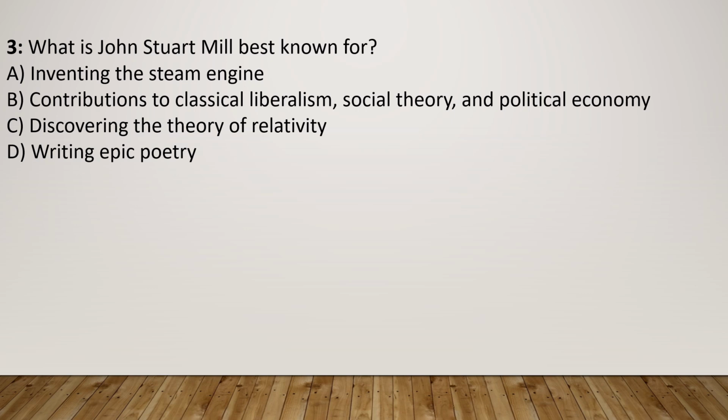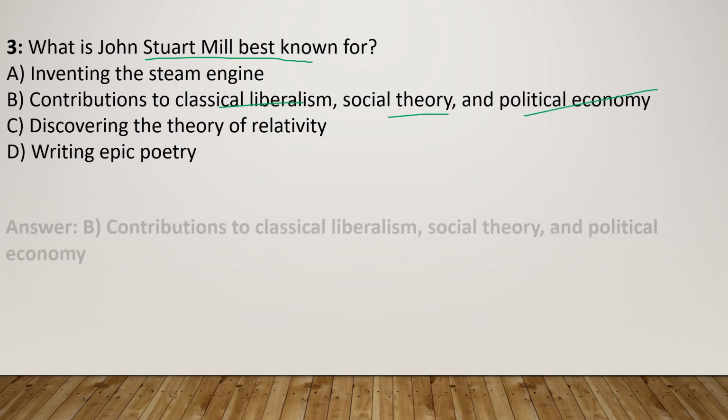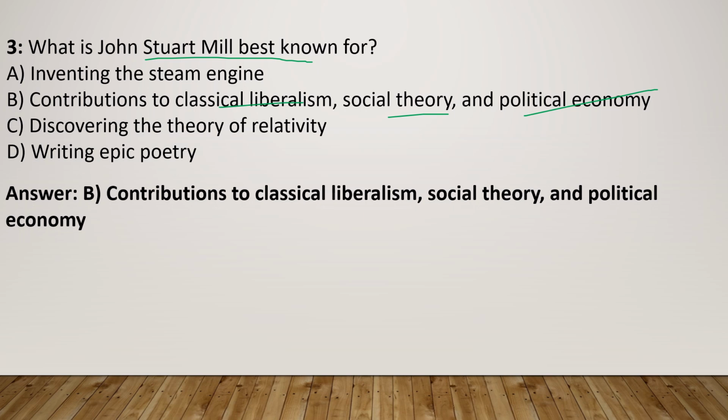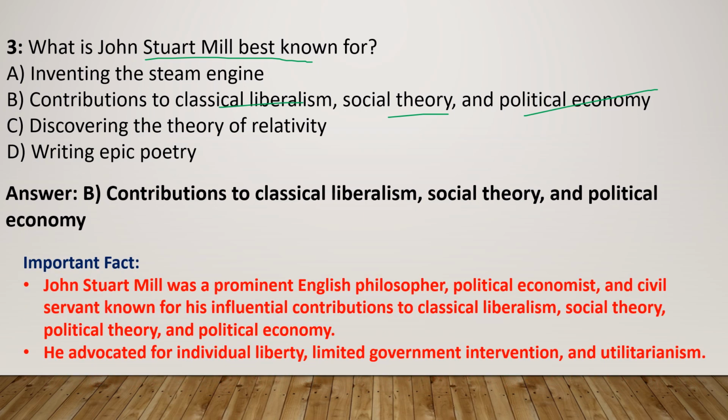What is John Stuart Mill best known for? He was best known for contribution to classical liberalism, social theory, and political economy. So the correct option is option B. Let us know some important facts.